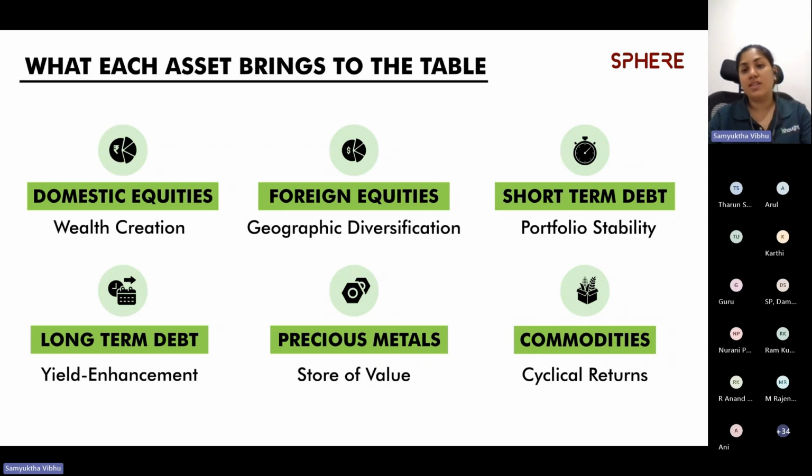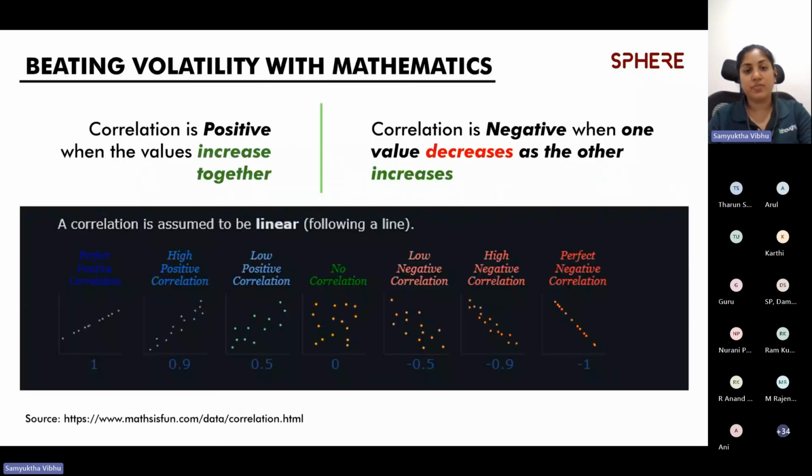So this is what each asset actually brings to the table. And you'll notice that each of them has unique strengths, right? Equity cannot give you the kind of yield enhancement or portfolio stability that debt can give you. Similarly, debt cannot give you the store of value that precious metals can give you, right? And commodities give us returns at different points in time. So similar to what happens with gold, you'll have a consolidation phase and then you'll have a good return phase, right? So clearly, what each asset is bringing to the table is different.